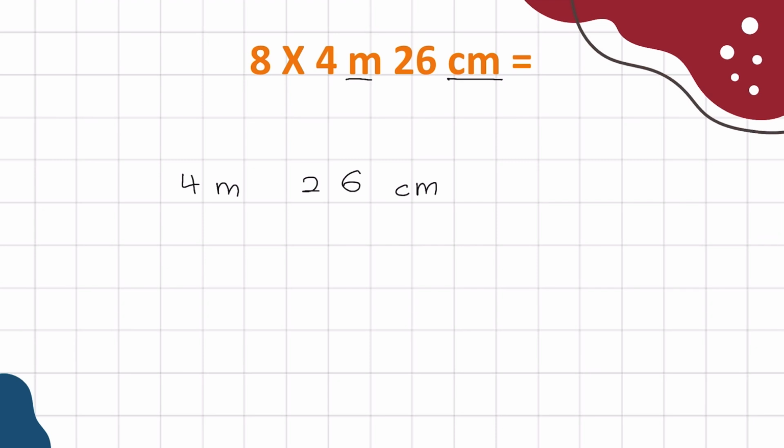Next one, times with 8. Where should we write the 8? Yes, we should write it below 6 because 6 is the last number at the right side. So we just write 8 over here and we need to find the answer.